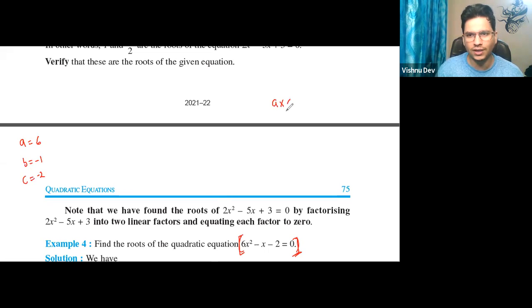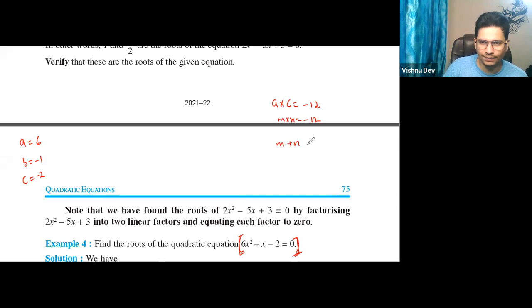What is A into C? Tell me, Vihan, what is A into C? Sandhya, okay, very good. Ragini, okay, very good. No, what is the value of A into C? -12. Right? So M into N is equal to -12. And what is M plus N? M plus N is equal to B, which is equal to -1.